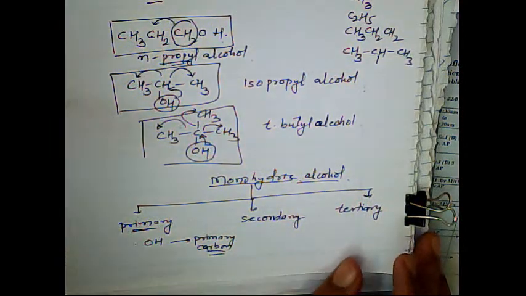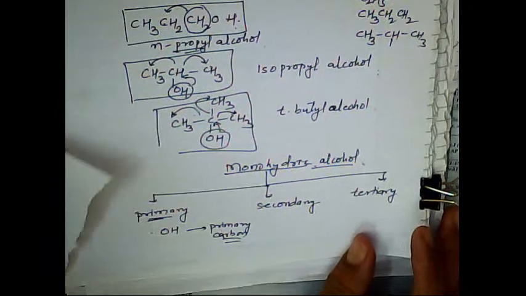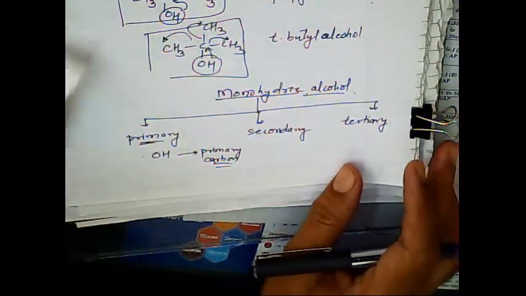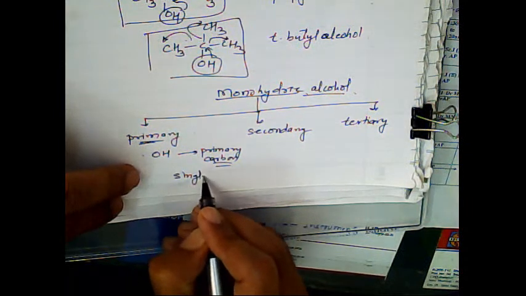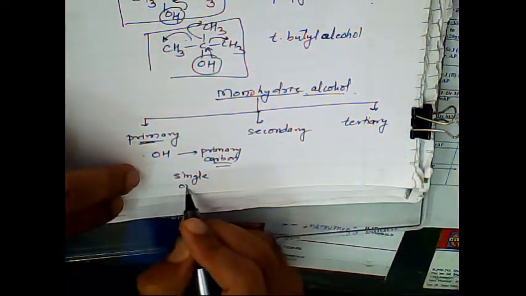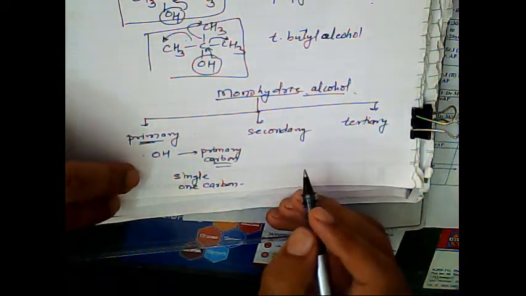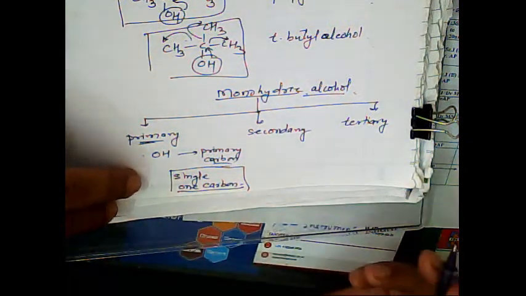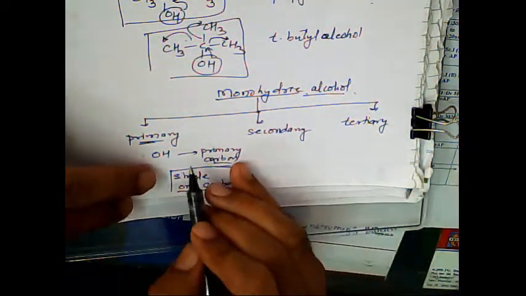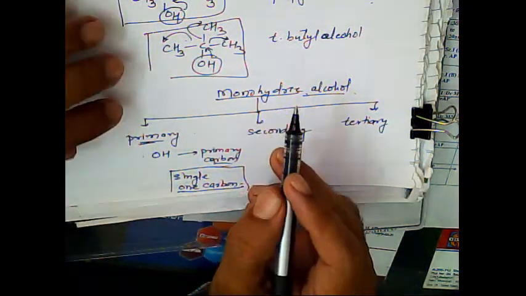Now the question arises, what is meant by primary carbon? Primary carbon is the carbon to which only one carbon is directly attached, or it is single. That carbon is called a primary carbon. So when the OH group is attached to a primary carbon, that alcohol is called a primary alcohol.